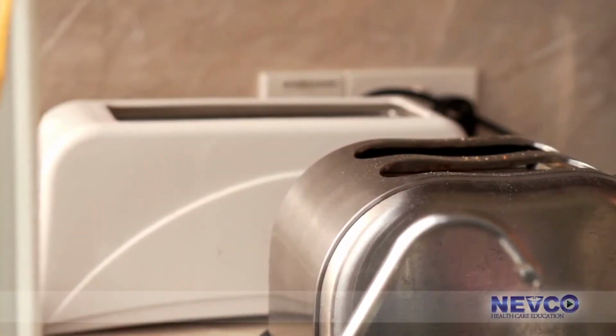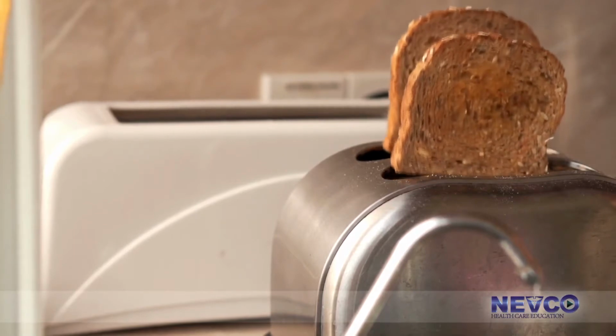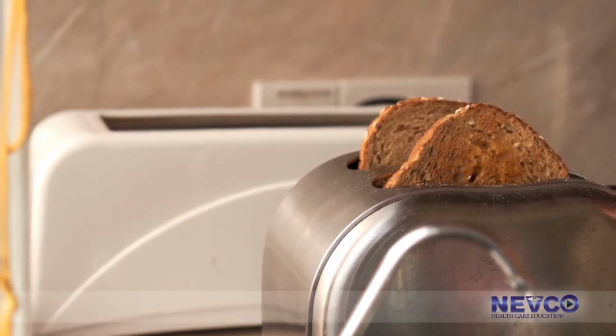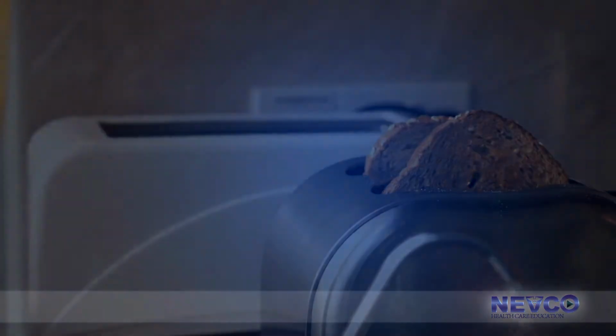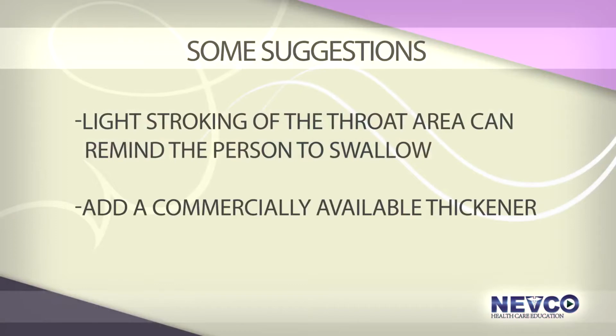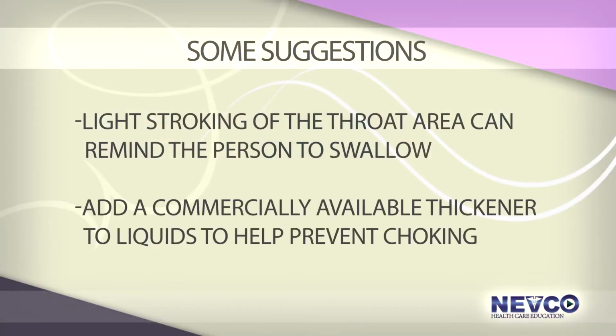In the last stages of Alzheimer's disease, chewing and swallowing can become difficult. Here are some suggestions that may be helpful. Use rough, textured foods, such as toast, to stimulate the person's tongue and encourage chewing. Gently move the person's chin to begin the chewing activity. Stimulate chewing by touching the tongue with a fork or spoon. Light stroking of the throat area can remind the person to swallow. Add a commercially available thickener to liquids to help prevent choking.